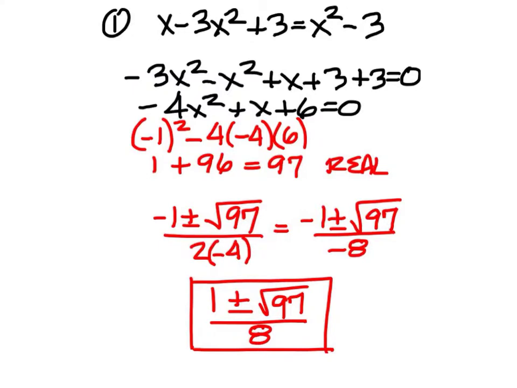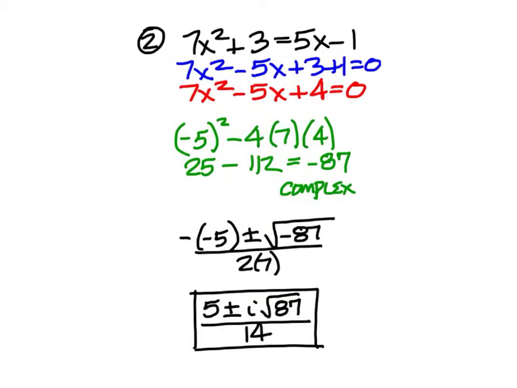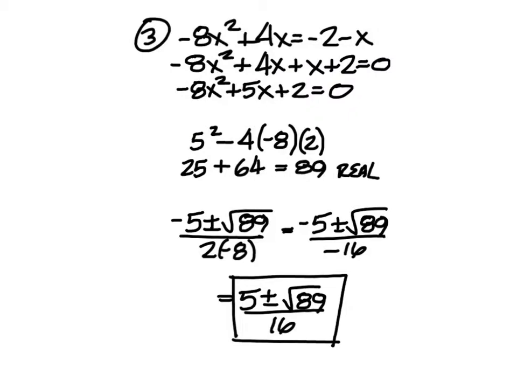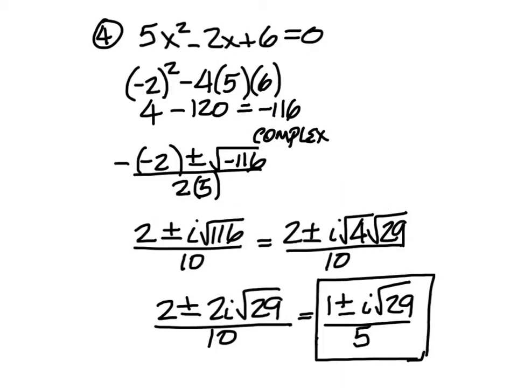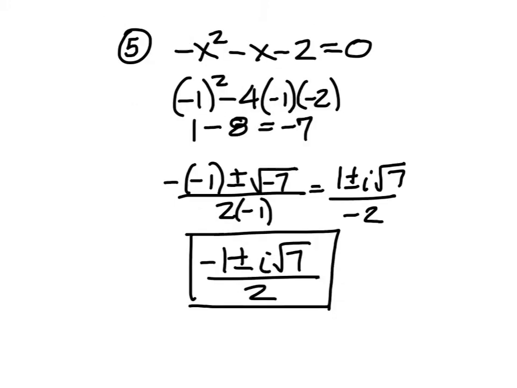Number 1 is 1 plus or minus square root of 97 over 8. 2 is 5 plus or minus i square root of 87 over 14. 3 is 5 plus or minus square root of 89 over 16. 4 is 1 plus or minus i square root of 29 over 5. 5 is negative 1 plus or minus i square root of 7 over 2.